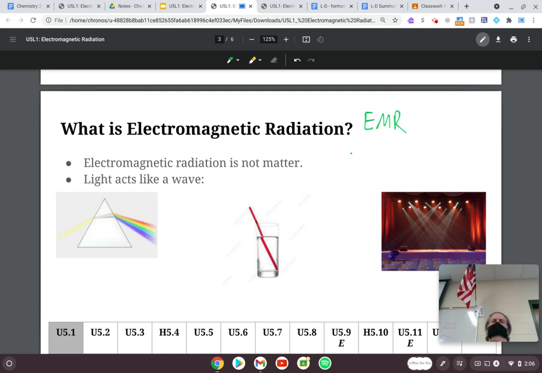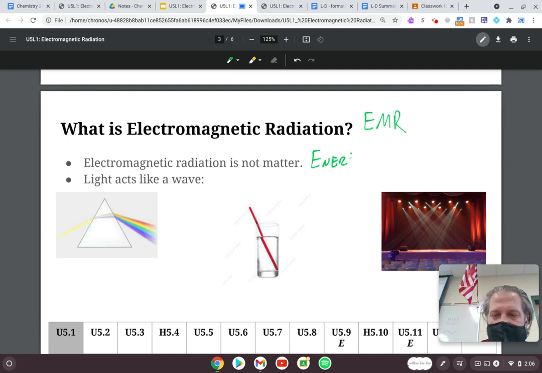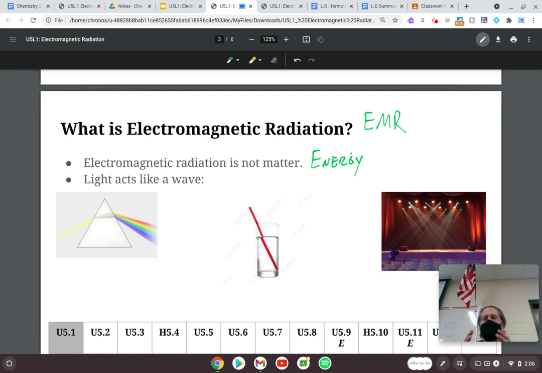Okay. But what you should know is that electromagnetic radiation is not actually matter. It is simply energy, and it's energy in the form of waves. And the light, the visible spectrum, the light that you're able to see, is a small part of the electromagnetic spectrum. And we'll talk in greater detail about the actual electromagnetic spectrum tomorrow.